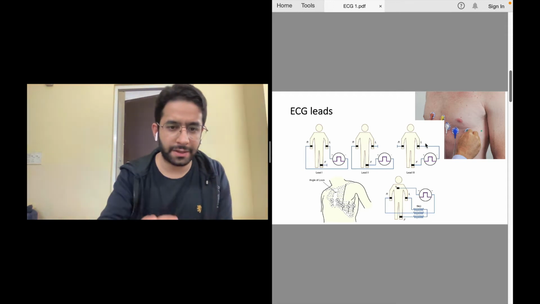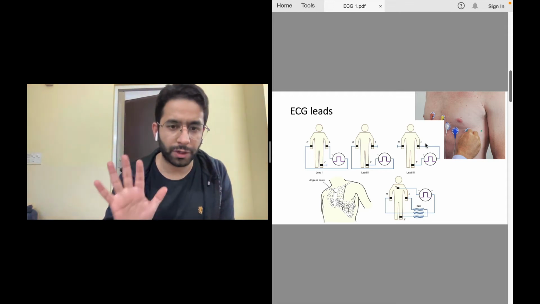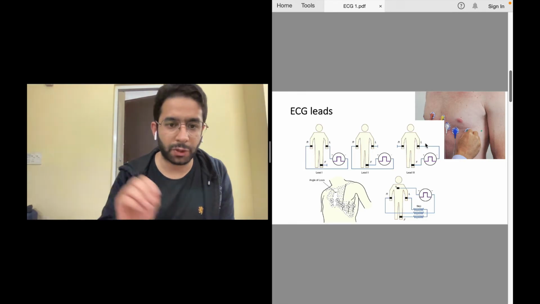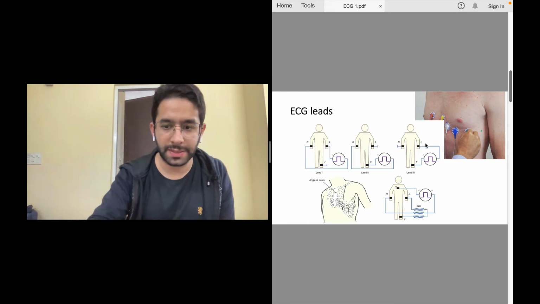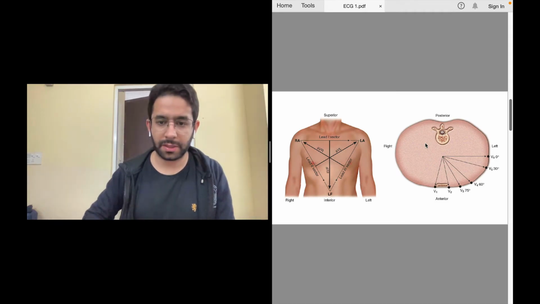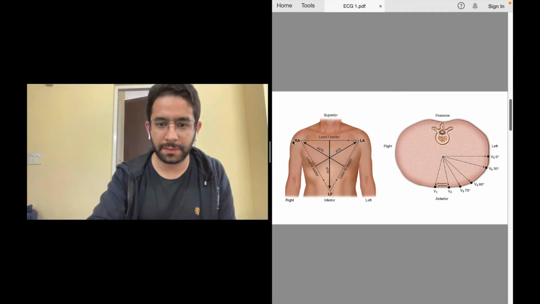So these are the standard ECG leads, 6 limb leads and 6 precordial leads. The limb leads are numbered 1, 2, 3, AVR, AVL, AVF, and the precordial leads are numbered V1 to V6. The next thing that this picture would help you to remember is that, again, this is the right arm, this is the left arm, and this point marks the left foot.